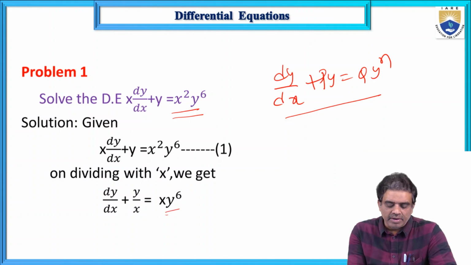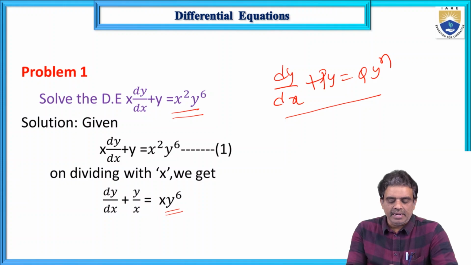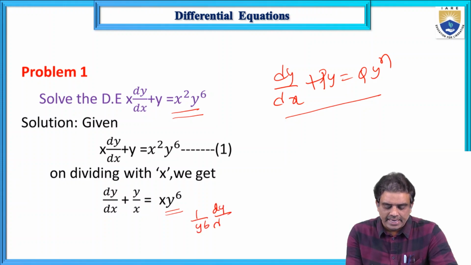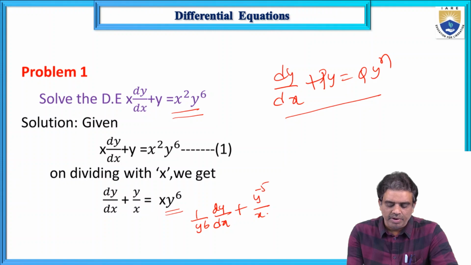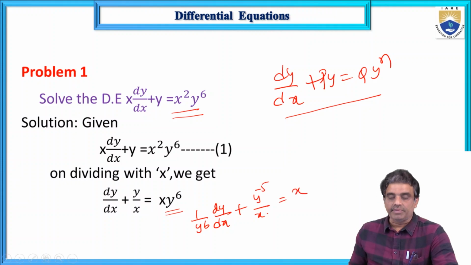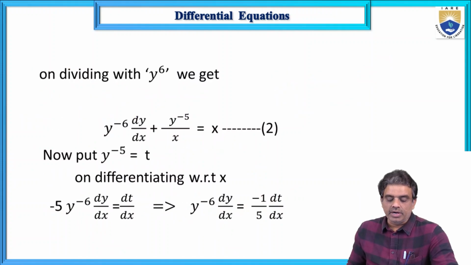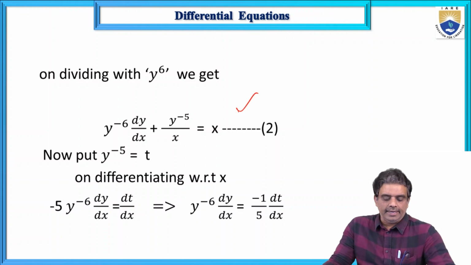Now we have to eliminate y power 6 on the right hand side. That can be done by dividing by y power 6 throughout the equation. Then we will get y power minus 6 into dy by dx. I am dividing with y power 6. So what will we get? 1 by y power 6 dy by dx plus y by x into y power 6, that is y power minus 5, is equal to x. So this equation can be written as y power minus 6 dy by dx plus y power minus 5 by x is equal to x. So this is the equation obtained.